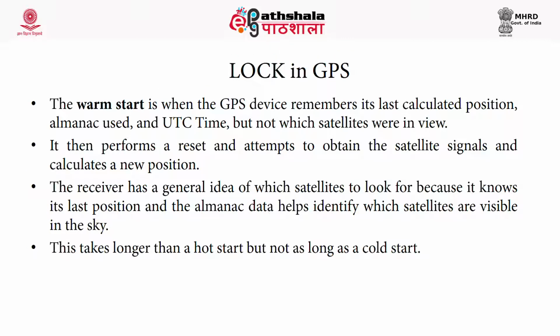The second one is the warm start, where the GPS device remembers its last calculated position, almanac used, and the universal coordinated time, but not which of the satellites were in view. So, accordingly, the GPS performs a reset and attempts to obtain the satellite signals and calculates a new position. The receiver has a general idea of which satellites to look for, because it knows its last position, and the almanac data helps identify which satellites were visible in the sky. This usually takes a longer time than the hot start, but not as long as the cold start.